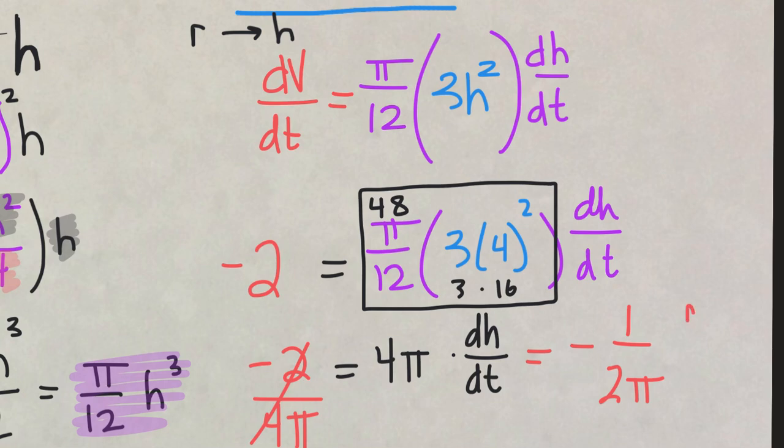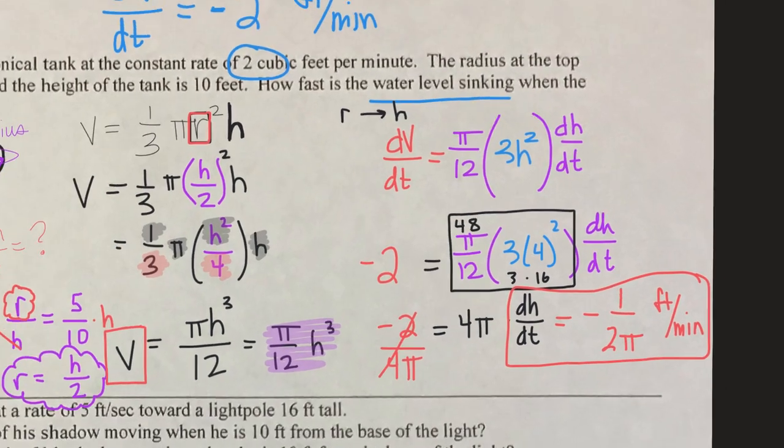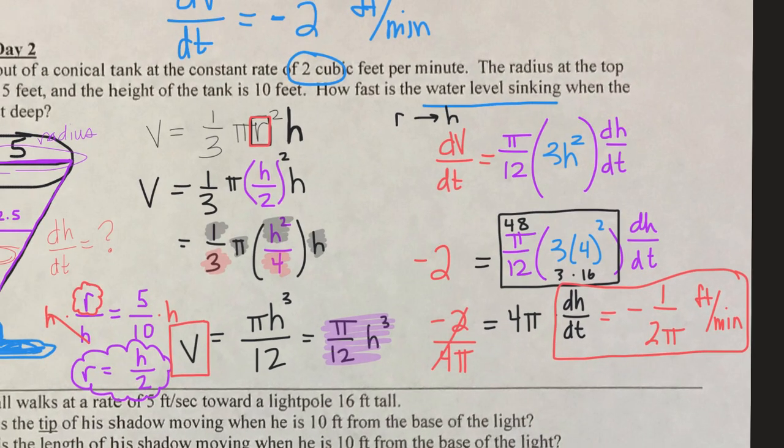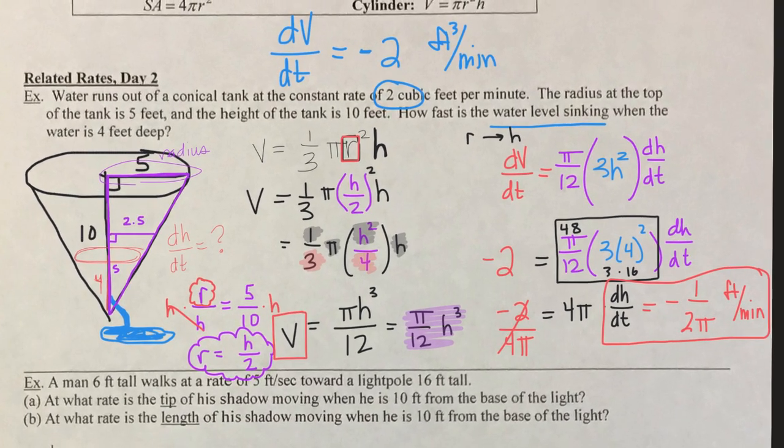It's the height, so our units are feet per minute, right? And it makes sense that it's negative because our height is getting smaller. The depth of the water is getting shorter and shorter, so we have a negative rate of height changing. Just makes our answer look good, right? It's changing at a rate of losing 1 over 2 pi feet per minute.